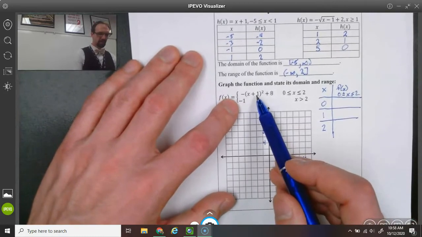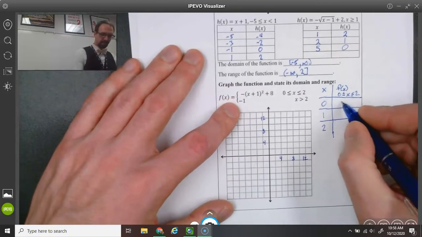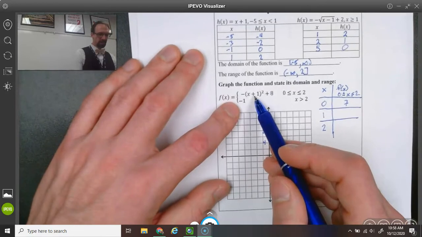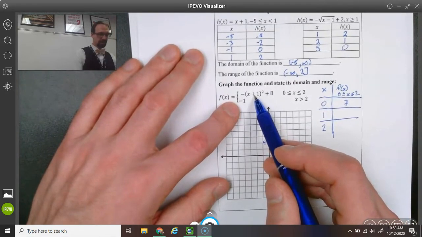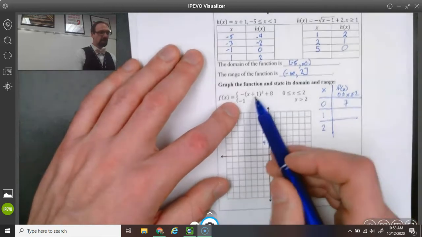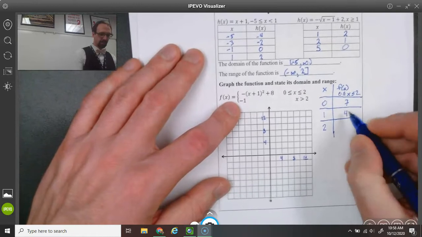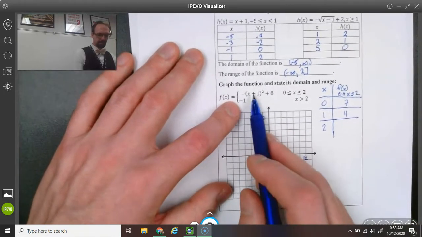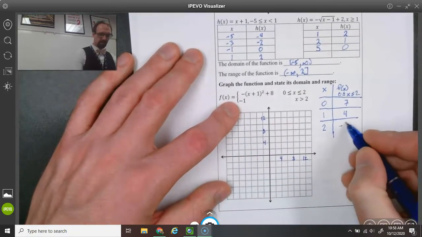So I plug in 0. 0 plus 1 is 1. 1 squared is 1. Negative 1. Negative 1 plus 8 is 7. And then 1 plus 1 is 2, 2 squared is 4, negative 4, and negative 4 plus 8 is positive 4. And then 2 plus 1 is 3. 3 squared is 9. Negative 9 plus 8 is negative 1.